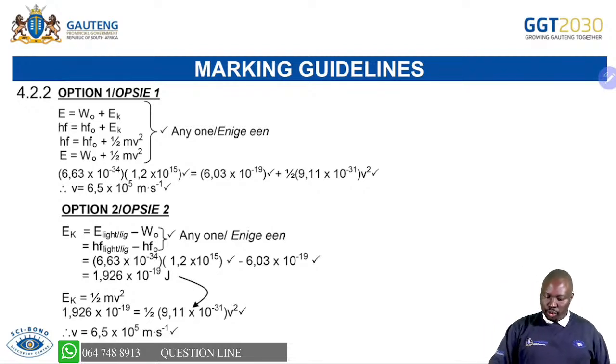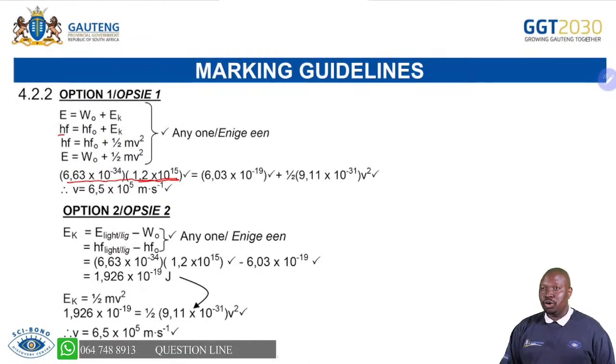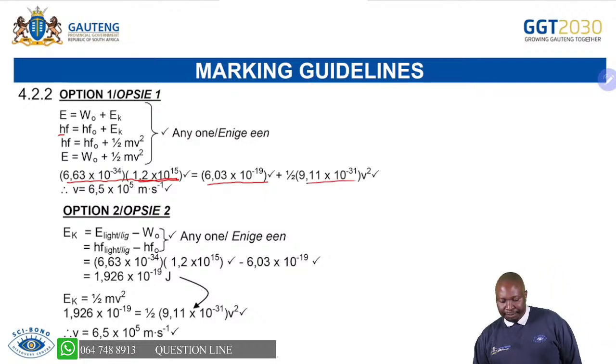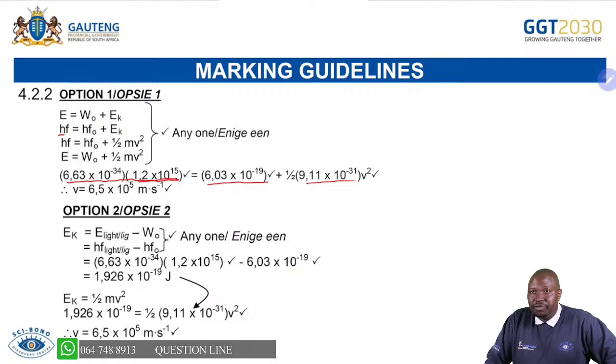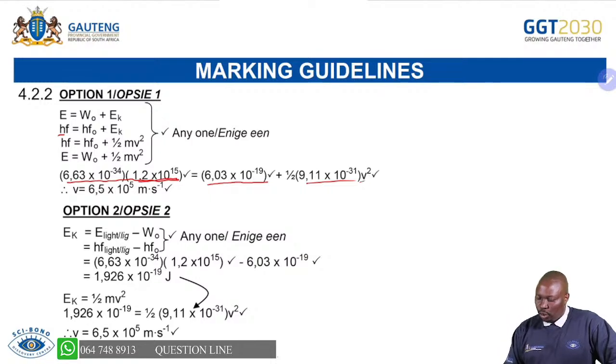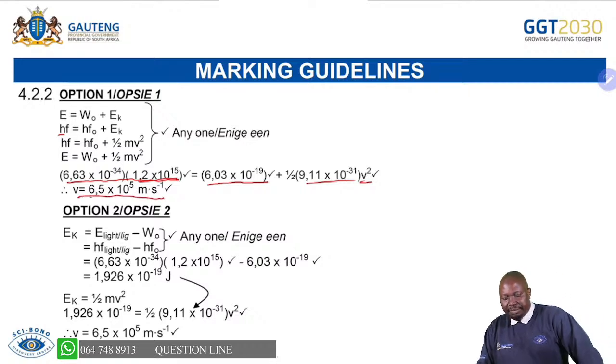For 4.2.2, we are saying already you know the equation that you are given there. For option number 1, you had your energy, which is hf, your Planck's constant times the given frequency, which is 1,2 times 10 to the power of 15. And then you had your work function, which is 6,03 times 10 to the power of minus 19, plus the mass of an electron, which is 9,11 times 10 to the power of minus 31, and you have your v squared. Then you take the square root, the mass part, then you get your v, which is 6,5 times 10 to the power of 5 meters per second. There is another option that you can use.